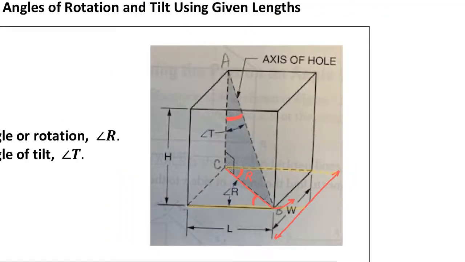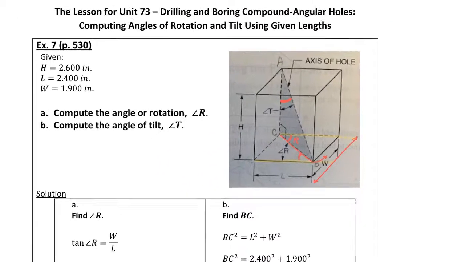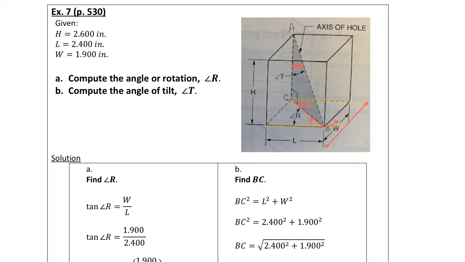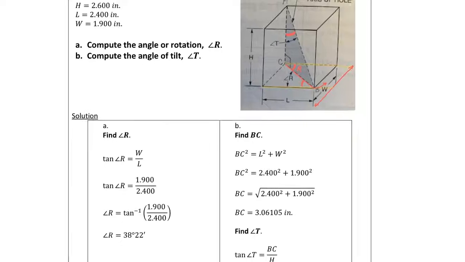Now let's see exercise 7 on page 530. So we will use this solid to the right, and the height is 2.6 inches, the length is 2.4 inches, and the width is 1.9 inches. First we have to compute the angle of rotation R, then we have to compute the angle of tilt T. Let's start with the angle of rotation.